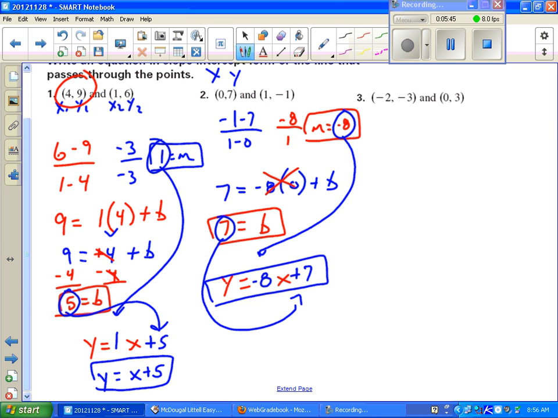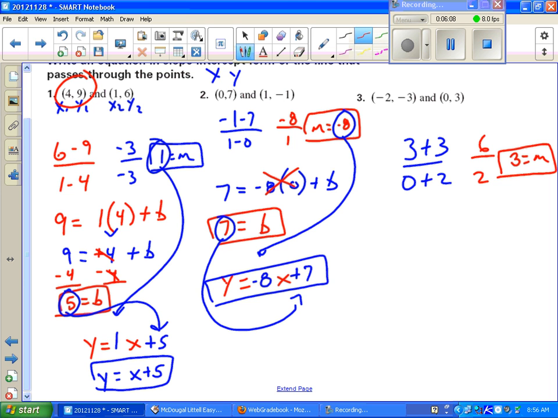x sub 1, y sub 1 again, so 3 minus a -3 would be 3 plus 3, over 0 minus a -2 would be 0 plus 2. 3 plus 3 is 6. 0 plus 2 is 2. 6 divided by 2, or 6 over 2, that's what that means, m's value is going to be 3. So you have your slope value now.